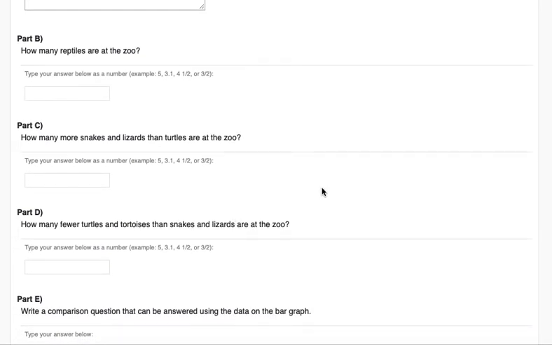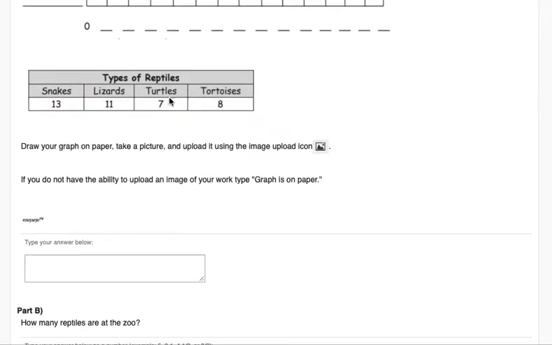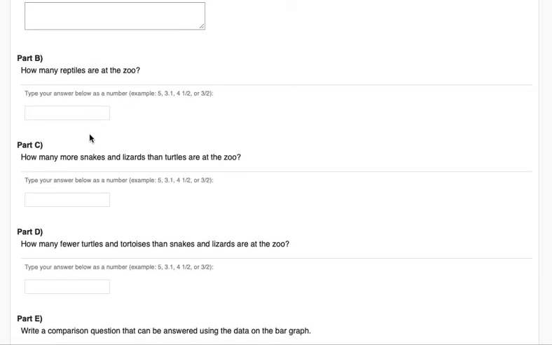How many fewer turtles and tortoises than snakes and lizards? So now you need to do turtles and tortoises. We already talked about how we know that that's 15. And we already know that snakes and lizards is 24 from before. So if we do 24 minus 15, you can't do 4 minus 5. So you cross the 4 out, make it a 14. Cross out the 2, make it a 1. 14 minus 5 is 9. 1 minus 1 is 0. So the answer is 9.